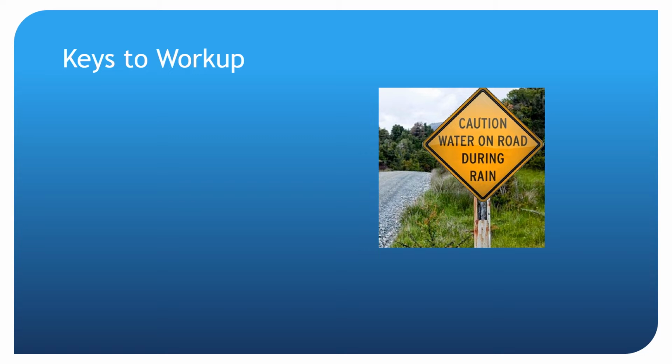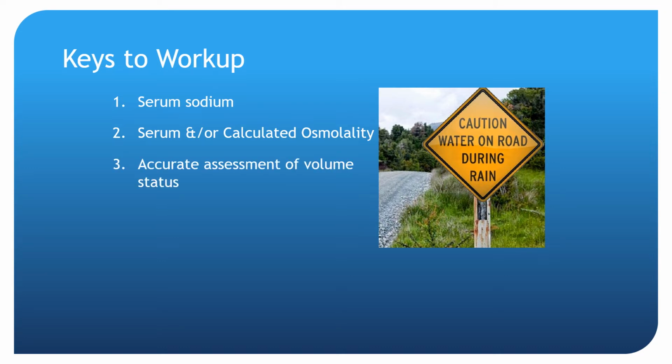The keys to working up hyponatremia include, obviously, you would need a serum sodium level. You would also need a serum and/or calculated osmolality. Remember the formula from the previous lecture on how to calculate the osmolality. And then you also have to have an accurate assessment of volume status. So you can't just determine the underlying cause of hyponatremia based off labs alone. You have to actually have a patient to look at.